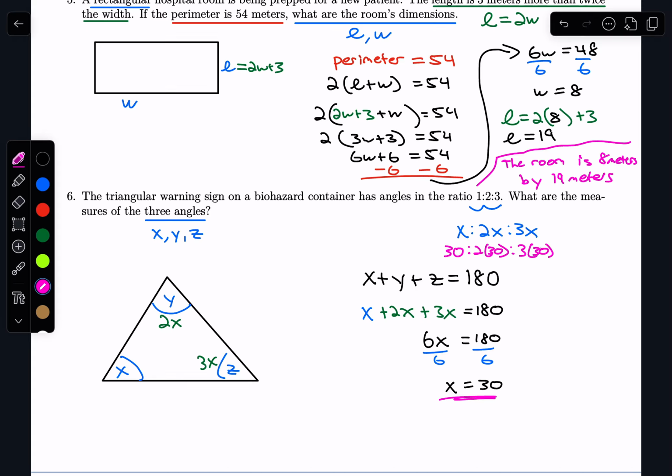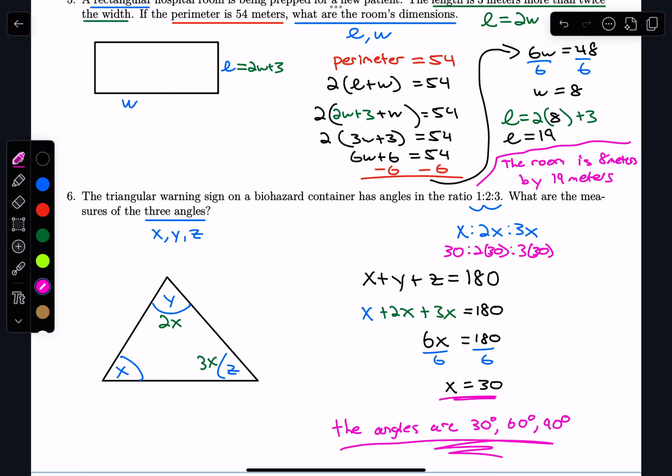So we can then say that this triangle on this biohazard sign has angles of 30 degrees, 60 degrees, and 90 degrees. And that is going to answer our question here.